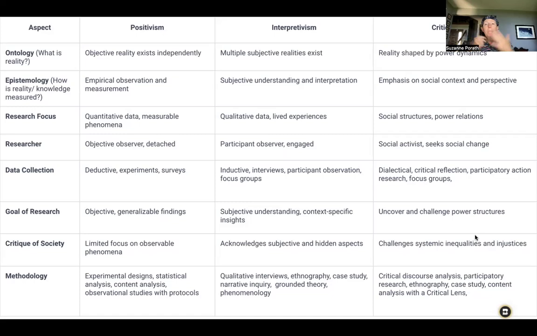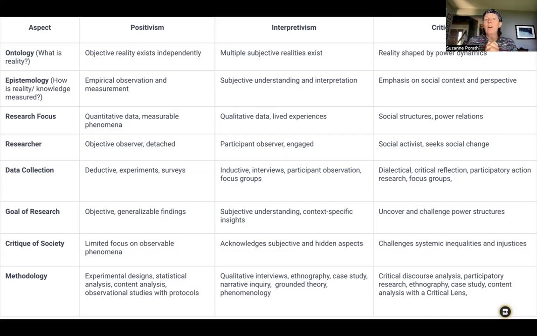Now, there are three basic families of theoretical frameworks, and they generally align under positivism, interpretivism, and critical theory. So when we look at ontology, which is a word you probably encountered in another class, basically ontology is: what is the nature of reality? And so for theories under positivism, objective reality exists independently. And so your data is objective, your researcher is objective, that reality is what it is.